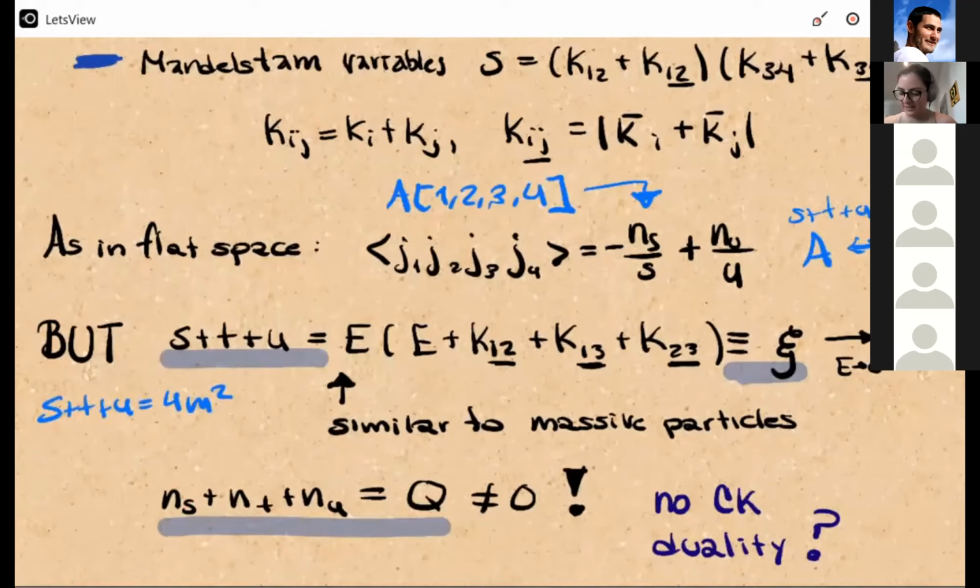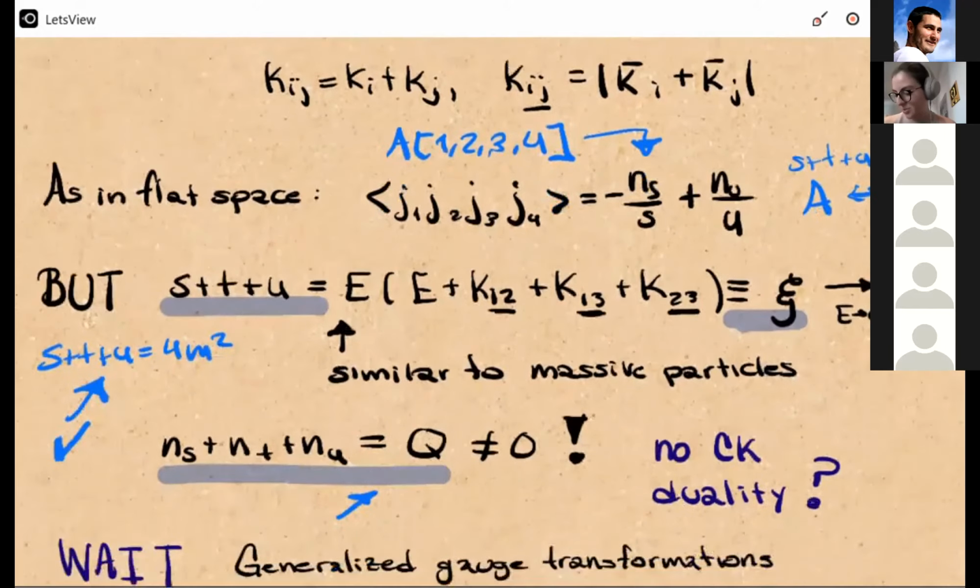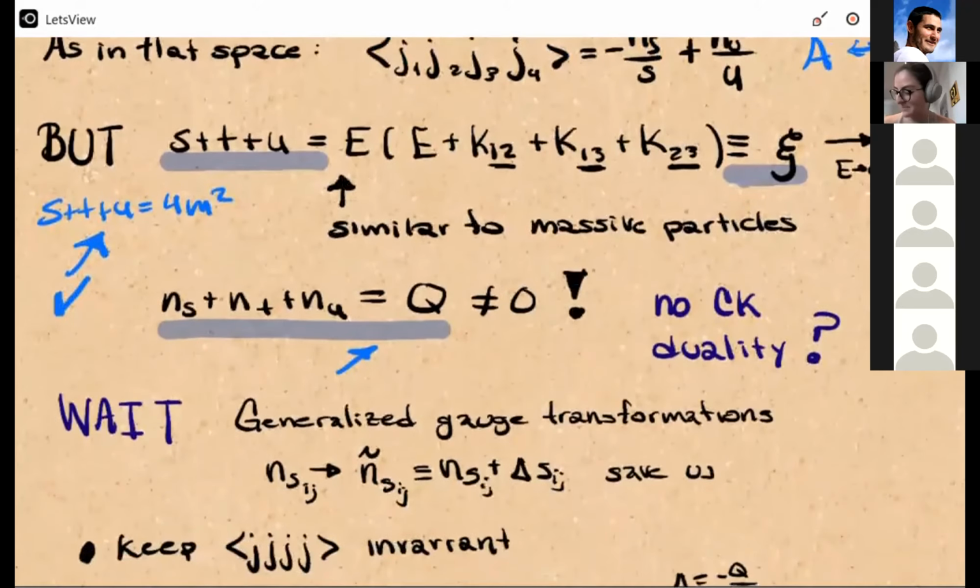And they also find that ns plus nt plus nu is going to be different. But what they found is that, surprisingly enough, the fact that this is non-zero actually helps us. This ends up being good because you can recover color-kinematics duality. So the same thing that was done for the massive case in flat space is what people did for the curved space case. Let me show you what that is.